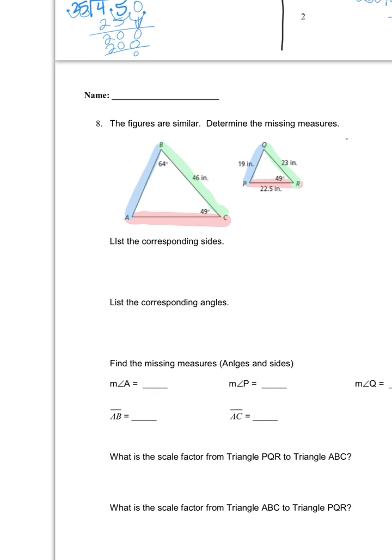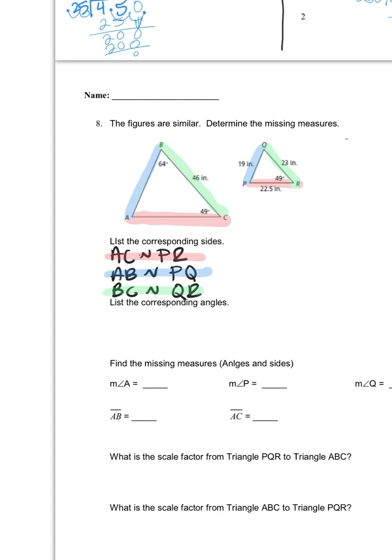All right, so I'm going to go ahead and write that in here. I'm going to say AC is similar to PR. AB is similar to PQ. And then BC is similar to QR. You can highlight these in the colors that you had on your paper, so that way you know which ones are which. But those are your proportional sides.